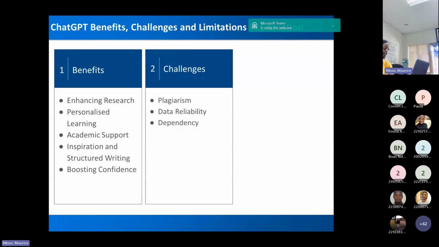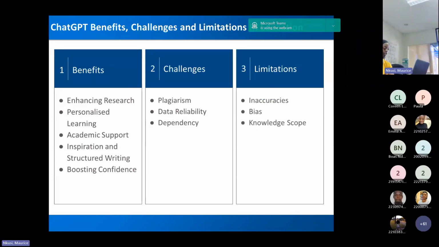There's data reliability. A substantial portion of ChatGPT's training data comes from the internet, which isn't factually checked, so it could result in outputs with flawed or unreliable information. Then there's dependency, where over-reliance on ChatGPT may lead to reduced critical thinking and cognitive inactivity among students. As for limitations, there are inaccuracies, because occasionally ChatGPT may generate inaccurate information. There's bias, with the potential for the generation of biased content or instructions. And the knowledge scope is limited to information available up to 2021, so it potentially lacks insight into recent global developments.